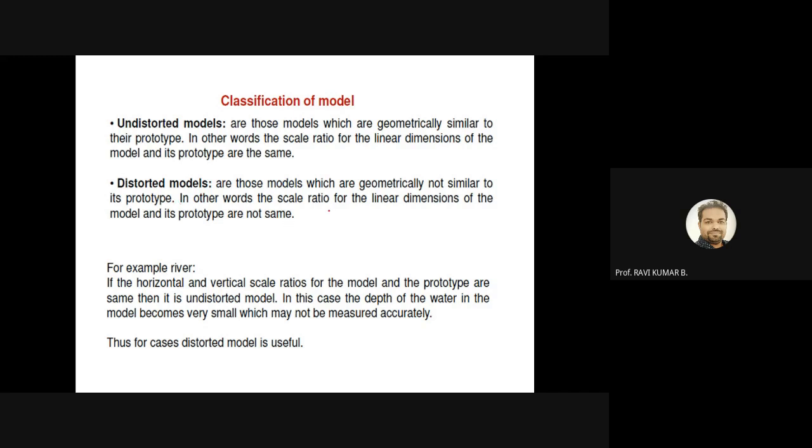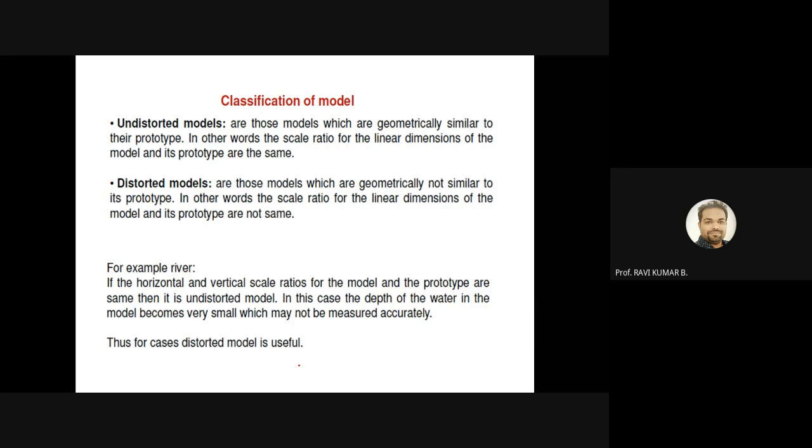In other words, the scale ratios of the linear dimensions of the model and its prototype are not the same. For example, if we are simulating river flow, we cannot exactly put length equal to width. Across the length direction and the width direction, the scale ratio will be different. So when we are simulating river flow, we have to go for the distorted model concept. If the horizontal and vertical scale ratios for model and prototype are the same, then it is called undistorted. In the case of a river, we cannot do that, so we go for a distorted model. Thus, in this case, the distorted model is useful.